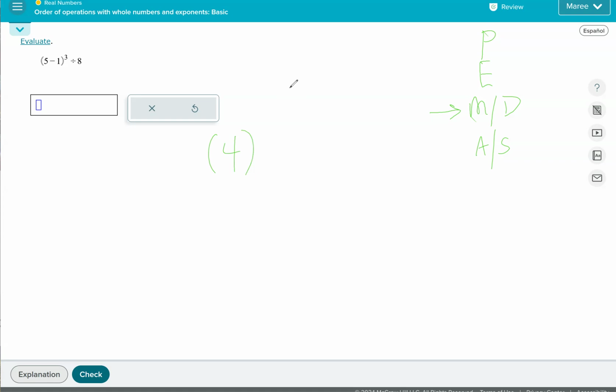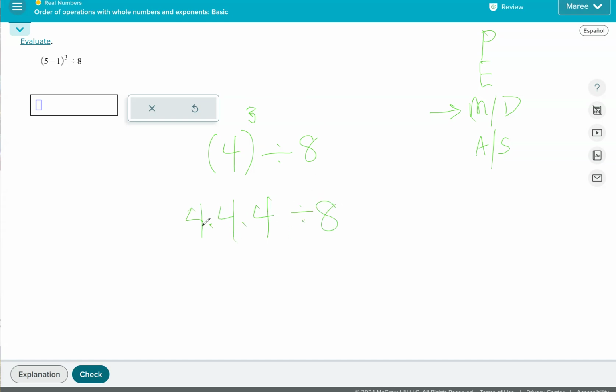And then notice that the little 3, that exponent, is on the parentheses. That means whatever's in the parentheses, we're going to raise to the third power. And then we're going to divide that by 8. So the 3 on the exponent tells us to write 4 3 times, and we times them together. And then we divide by 8.